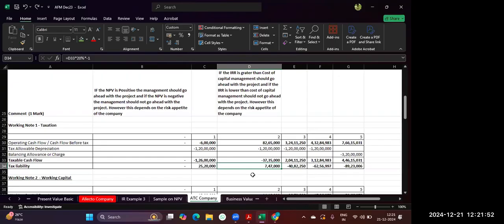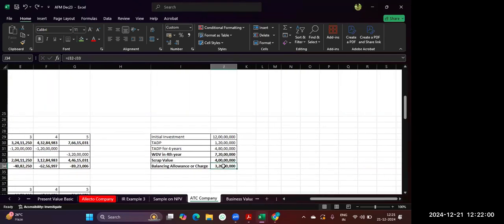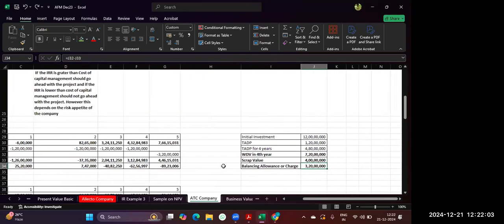Clear, everyone? Sir, can you explain why do we deduct balancing allowance for charge? You made a loss, right? If you make a loss, income tax allows you to reduce your profit to that extent. Because when we are making profit, they take money from us. So when we make a loss, technically they should not ask us money, right? Clear?